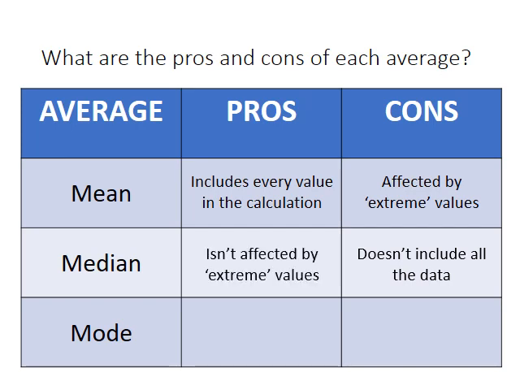The pro, however, is it's not affected by extreme values. So where we had that 57,000, the median wouldn't be affected by that, and that would therefore probably be the best average to use in that case.